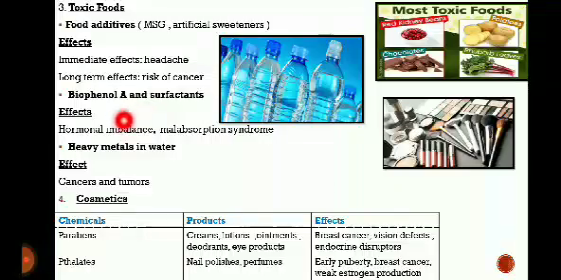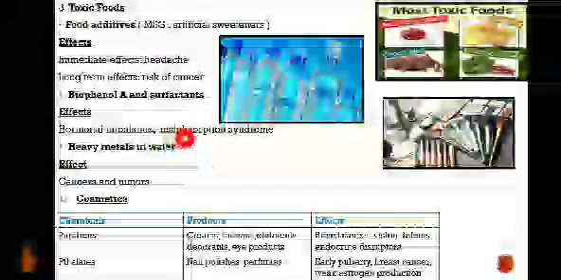Now, next is bisphenol A and surfactants. Bisphenol A is used in chemical industries. Bisphenol A is used to make polycarbonate plastic, and the polycarbonate plastic is used for making baby bottles, reusable water bottles, and food containers. The effects of bisphenol A are hormonal imbalance and malabsorption syndrome.